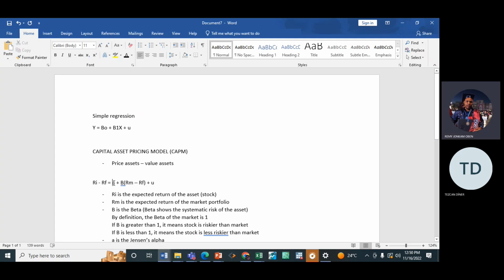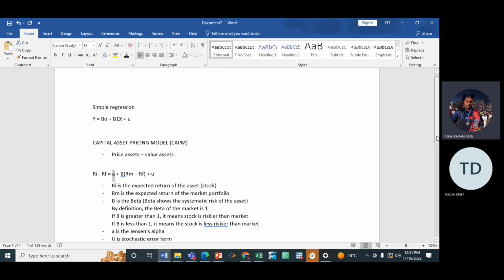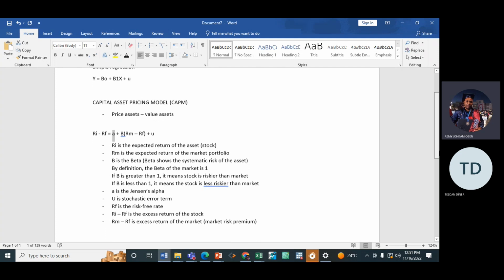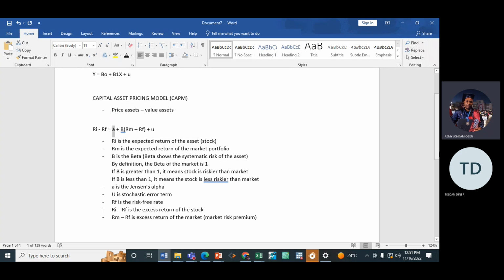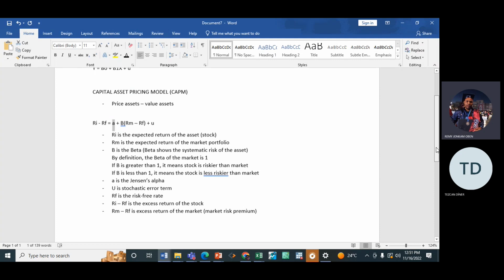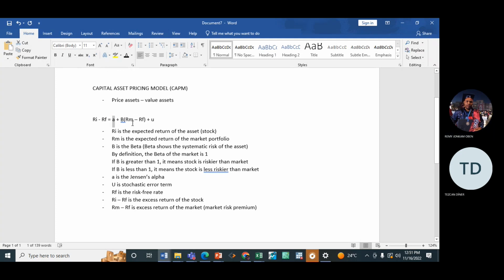This constant A, Jensen's alpha, is super important because this A tells us if the stock is fairly priced or it is mispriced. What do I mean by that? In an efficient market, this A should be 0. If I put 0 here, what does it mean? It means it does not exist, right?